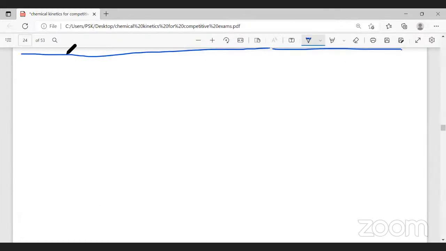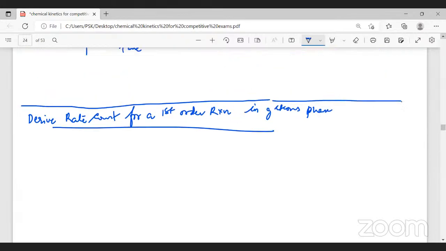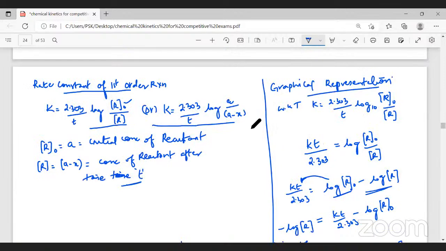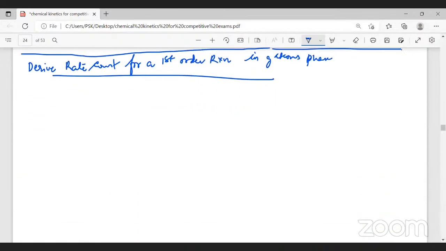Derive the rate constant for a first order reaction in gaseous phase. Now, we learned in the previous equations, what we used, this is all in aqueous state. This equation, what we learned, is in aqueous state. Now we want it in gaseous state: the rate constant equation in gaseous state.